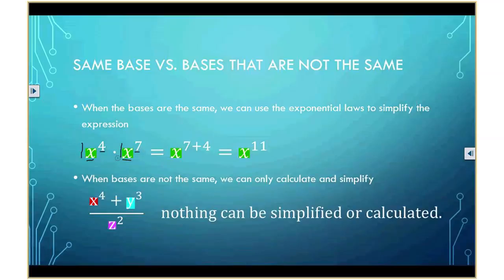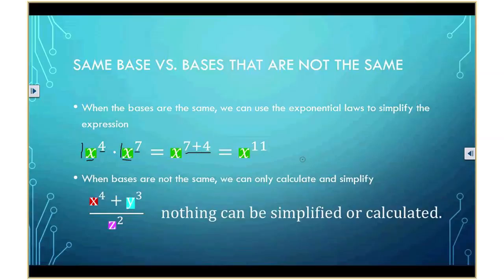If the bases are the same, we can work with them. If the bases are not the same, there's nothing we can do. If you have x to the fourth plus y to the third over z to the second, then your answer is x to the fourth plus y to the third over z to the second. There's nothing you can do to simplify that. Versus if you have the same base, if you're multiplying, you add the what? Add the exponents. Now, if you've had pre-algebra before, then you've heard add the exponents before. Hopefully you have.